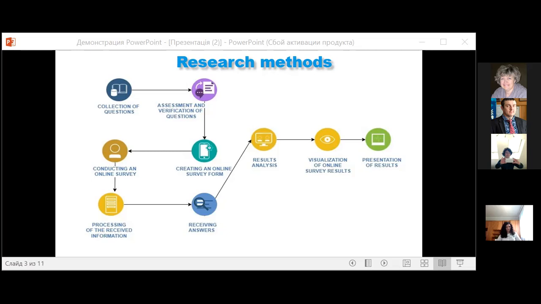In the process of analyzing the survey data, general statistics of answers are taken into account, as well as statistics of answers on a specific question. The obtained results were analyzed using theoretical methods of generalization and induction.